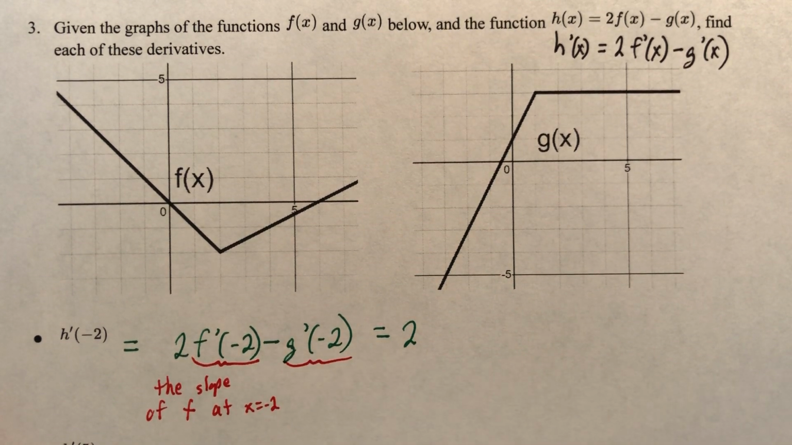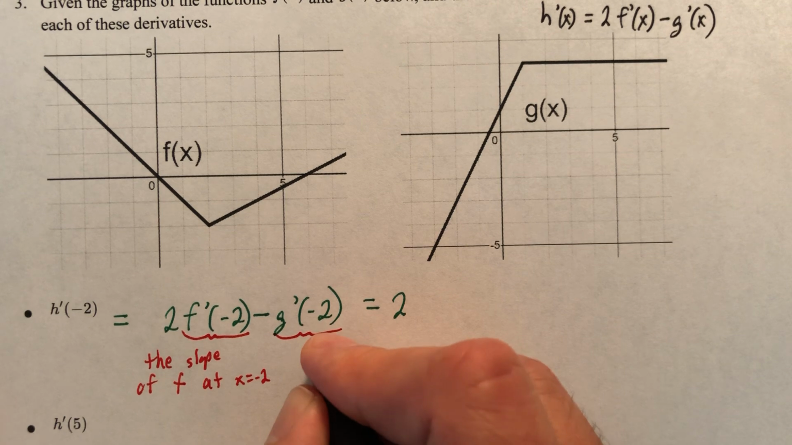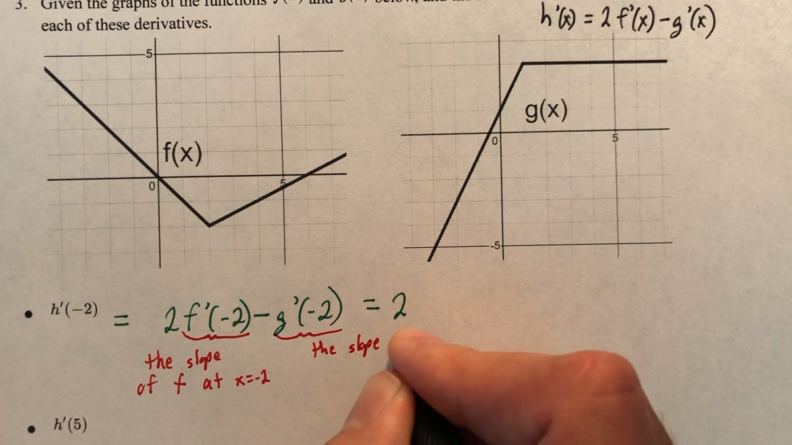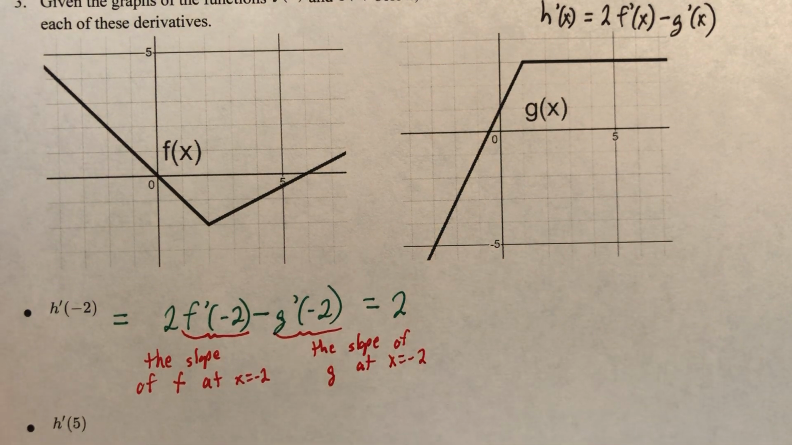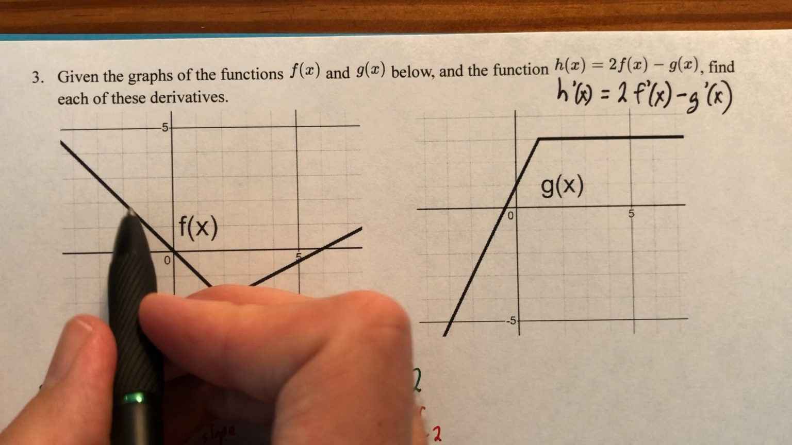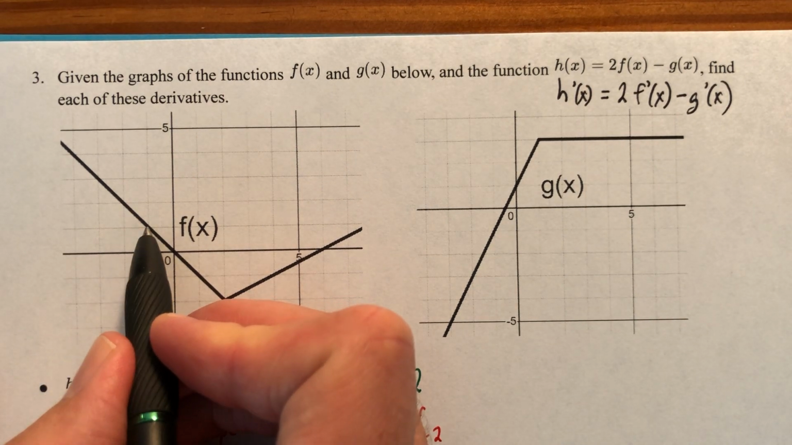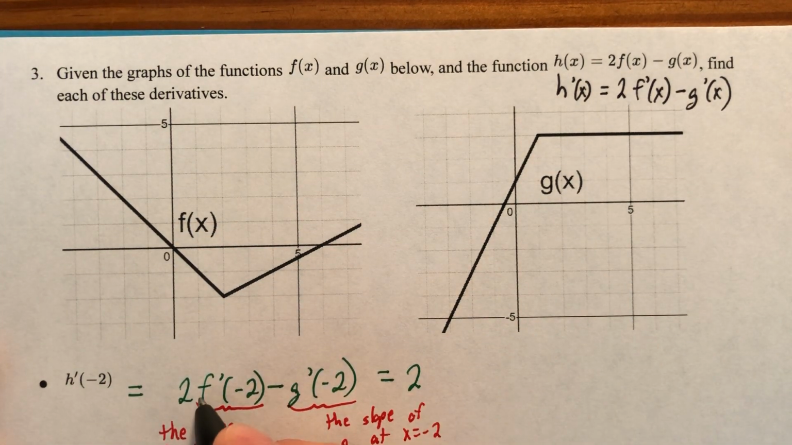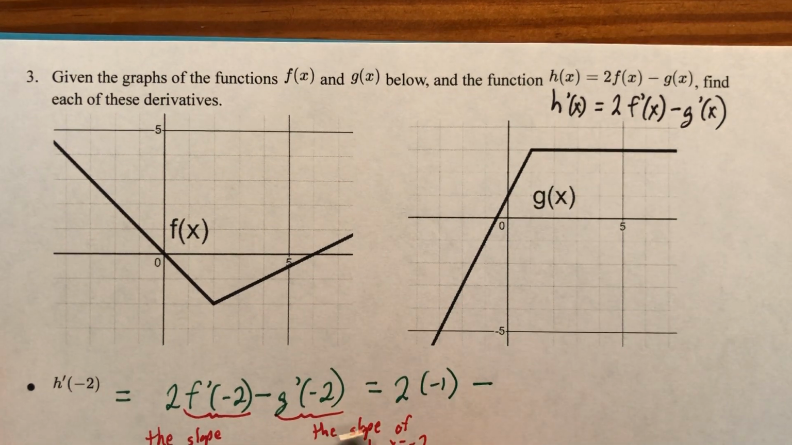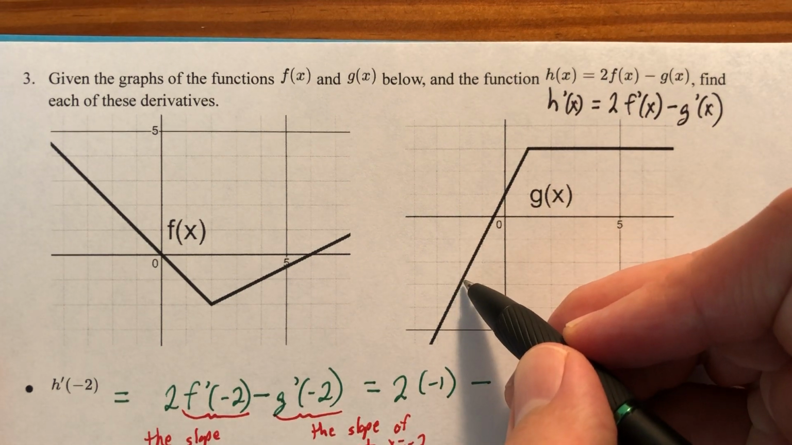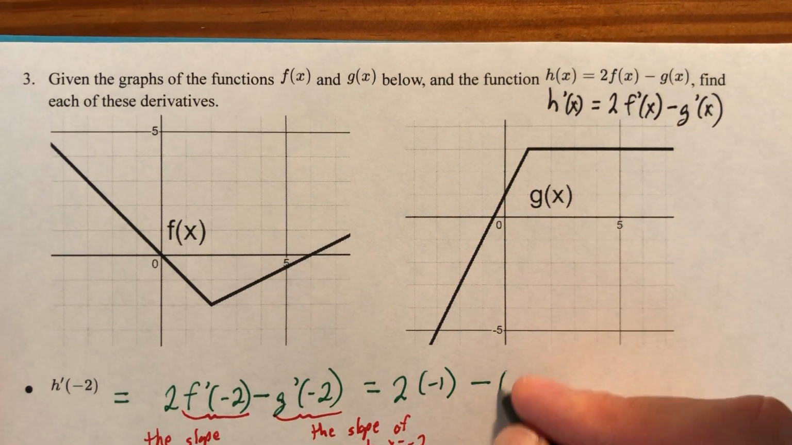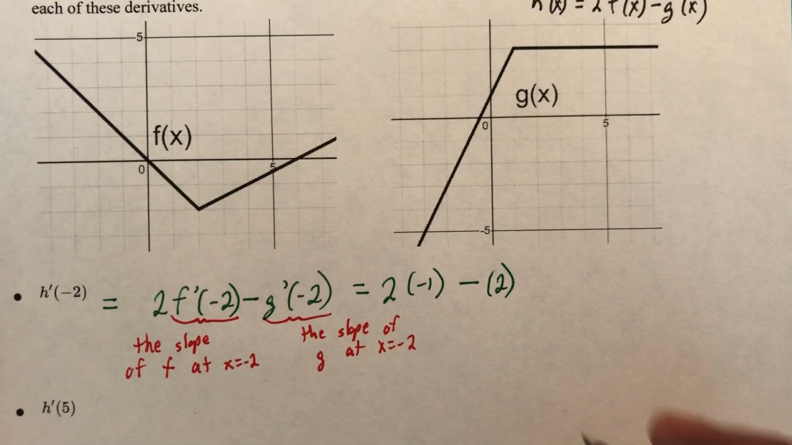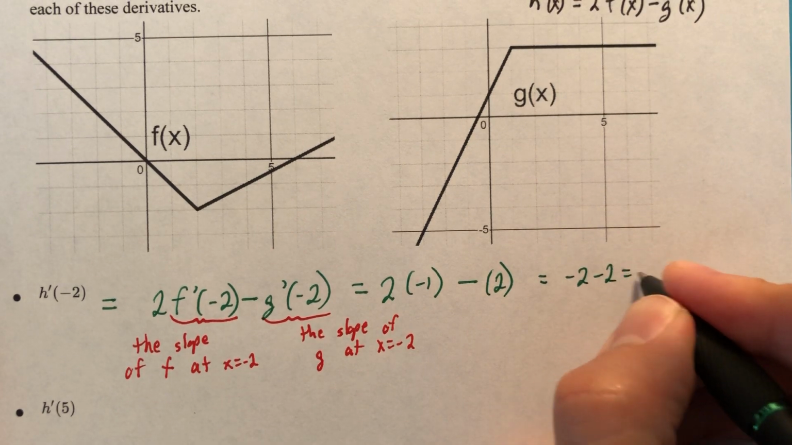I'm going to write that one. I'm not going to write it over and over for each problem, but it's that idea. This is the slope of g at x equals negative 2. So negative 2 is right here. The slope is negative 1, down 1 over 1. So we have 2 times negative 1 minus, okay, what's the slope at negative 2 on the g function? Well, if I wanted to go from any point to any other point, I'd go up 2 and over 1. So rise over 1 would be 2. And that gives me negative 2 minus 2, which is negative 4.